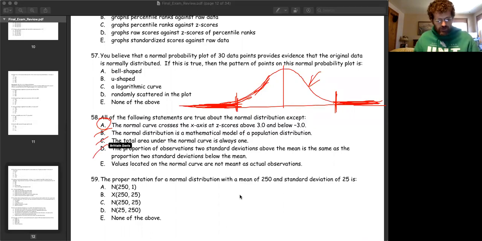And values located on the normal curve are not meant as actual observations. That's true. This is just modeling what we have as an actual distribution. And it's going to come close, but yeah, it could actually be a little bit above with the true population.